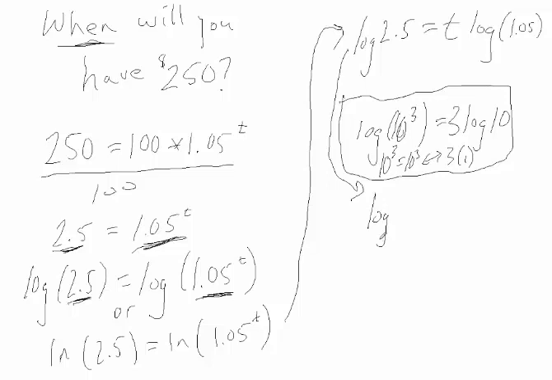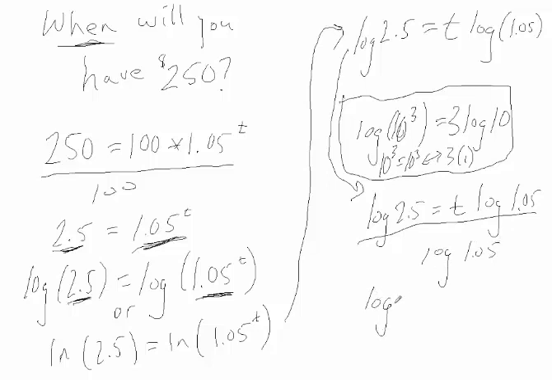So at this point, we've got log 2.5 equals t times log 1.05. Now what we can do is divide by log 1.05 on both sides, and we got log 2.5 over log 1.05 equals t, which is what we found before, which is roughly 18.78.